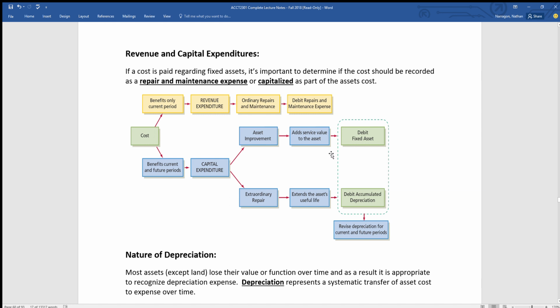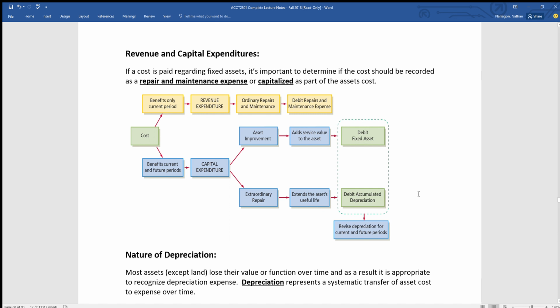So those are just a little bit off on which way it goes, but consider this again. If it improves the asset, it's going to add to the value of that asset. If it's a crazy repair, this one's going to extend the useful life of the asset. So there's some fun stuff here. We're not going to get too heavily involved in this. Again, this is more like intermediate accounting, but I wanted to explain the situations, the thinking of this.